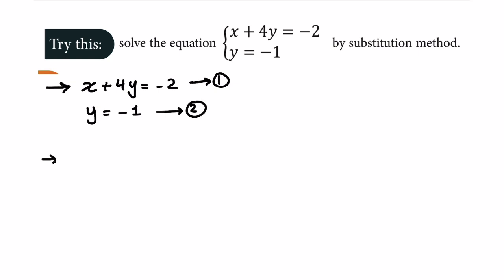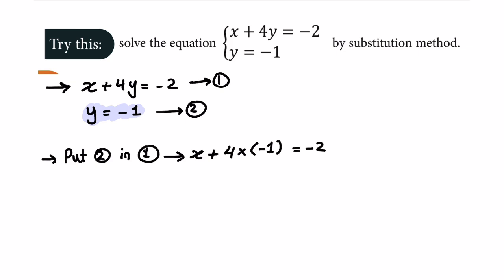After that, I look at this part, y equals a number. So you have to put this one in the other equation. So I'm going to say put 2 in 1, which means that whenever we see y, we give it negative 1. So in this case, we have x plus 4. Between the 4 and the y, there's a multiplication. You write the negative 1 in the place of the y: equals negative 2. After that, we have x plus, minus times minus, 4 times 1, 4 equals negative 2.